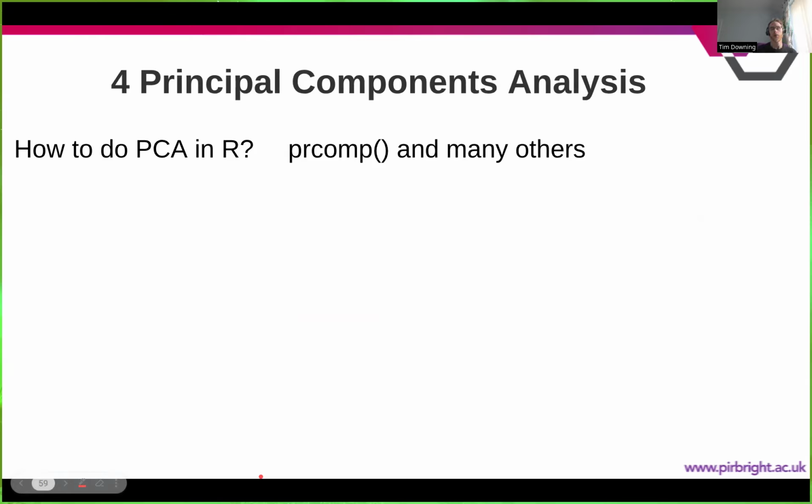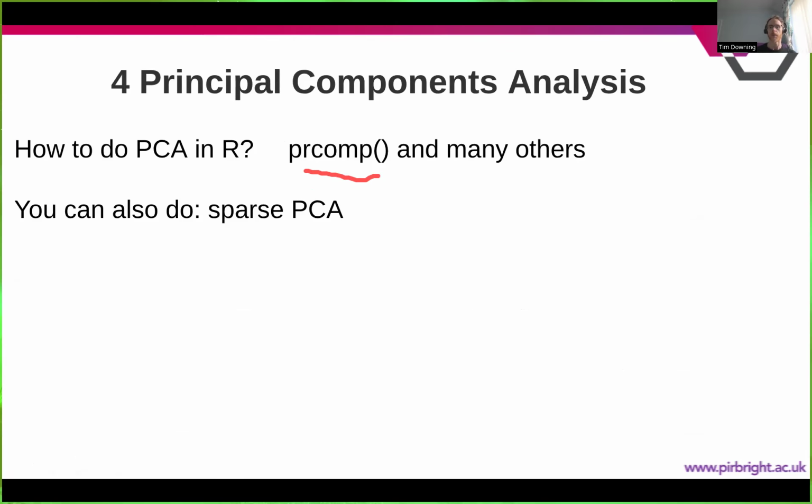So how do we do PCA in R? We can use the prcomp function and many others. prcomp is my preference because we can extract information about the fraction of variation explained by a particular dimension very easily. There are many other ones and many other PCA methods.